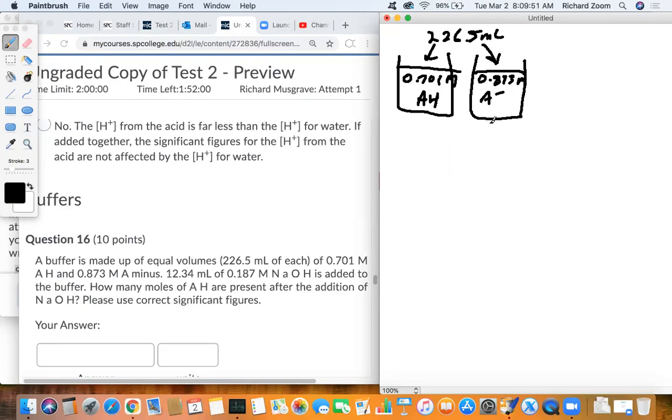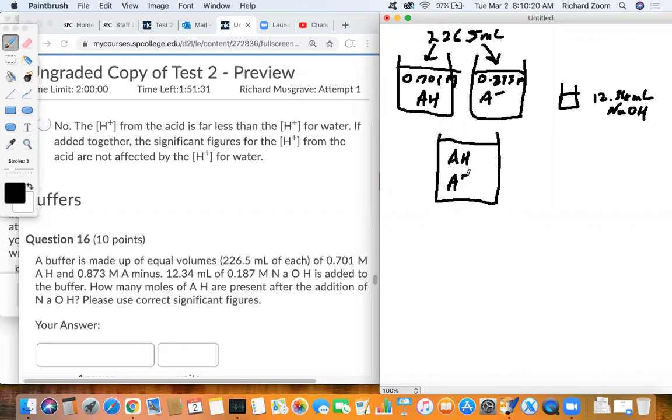And we're going to add sodium hydroxide. And it looks like 12.34 mL of NaOH. So these are joined together. So our total volume is going to be something different, but we'll get to that in a minute. I'm not even sure we need that for this problem.